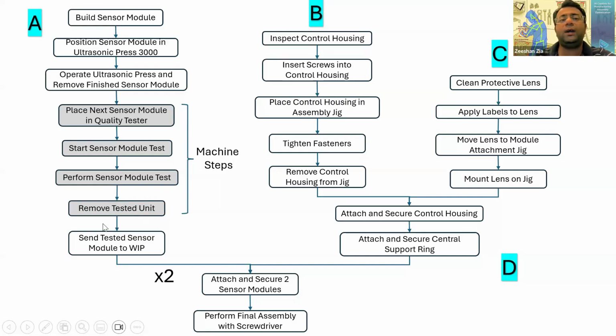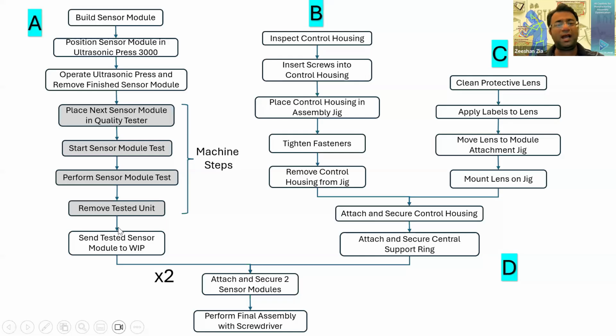But this would be a strictly sequential way of doing it. In reality, when you're performing this step, the perform sensor module test will be happening completely automatically. I think it's a 35-second long step, and as this step is taking place, the operator is free to do other things. In practice, the operator will start building the next sensor module, and by the time this test is done, the operator will already have the next sensor module finished.